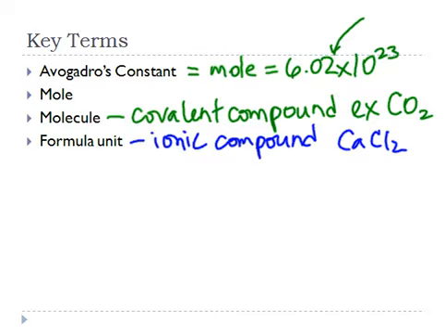So if I'm talking about calcium chloride or an ionic compound, I'll use the term formula unit. If I'm talking about a covalent compound, I'll use the term molecule. And if I'm talking about an element straight off the periodic table, I will use the term the number of atoms. So you're going to see that a lot more in class and as we go through our worksheets.